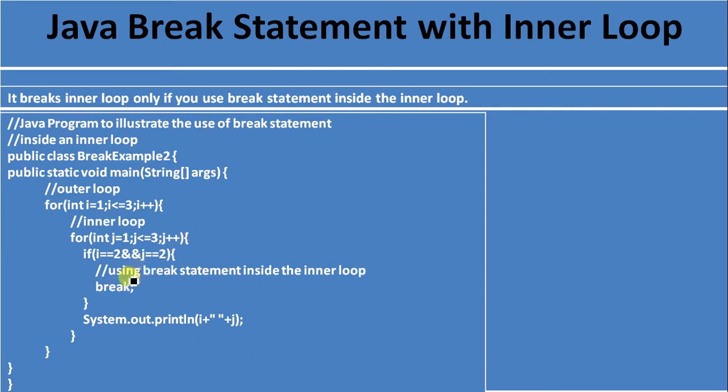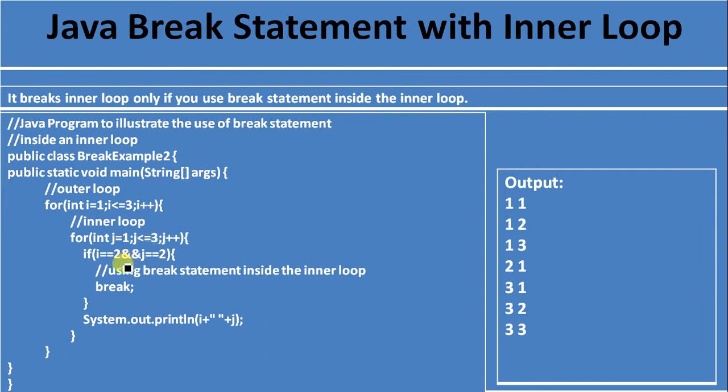and then again the control will reach the outer loop and again the inner loop will be executed. So the output of this program is all the numbers will be printed, but only 2 2 will not print. Why? Because in this condition it is not printing the value of i and j, because we are using break. As the break statement executes, the inner for loop will not execute.